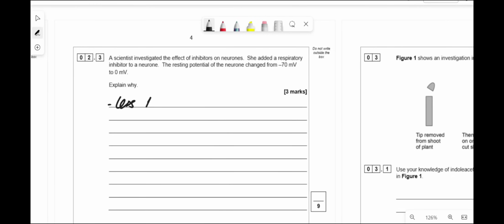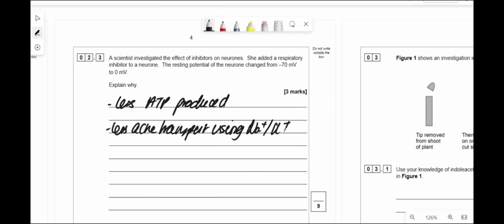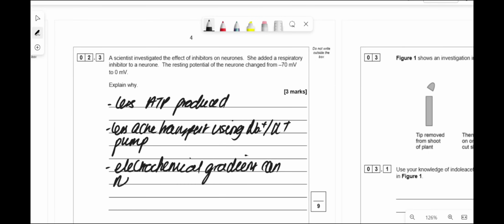And that's exactly what your answer is here. So there is less ATP produced, therefore there's less active transport using the sodium-potassium pump. Therefore, the electrochemical gradient can no longer be maintained. You could also paraphrase and say something like, there's no net movement of sodium and potassium ions, or there's an equilibrium that's met. But that's how you would answer this.